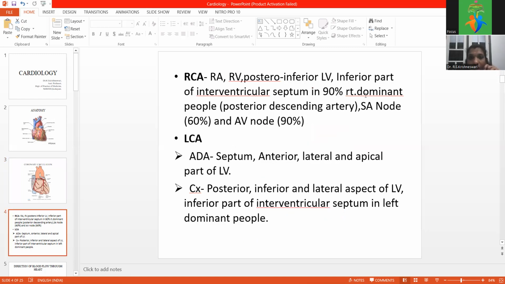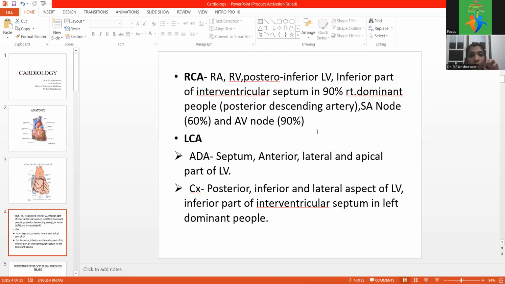Postero-inferior part of left ventricle. And also very important, please listen: the posterior descending artery, in 90% of right dominant people, supplies the inferior part of the interventricular septum. So the right coronary artery, in 90% of right dominant people, supplies the inferior part of the interventricular septum. Hope you understand.